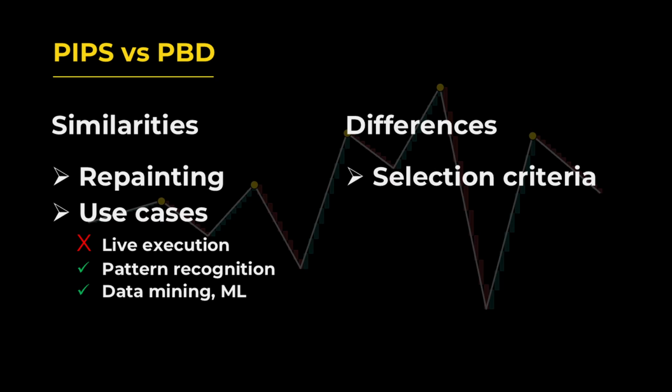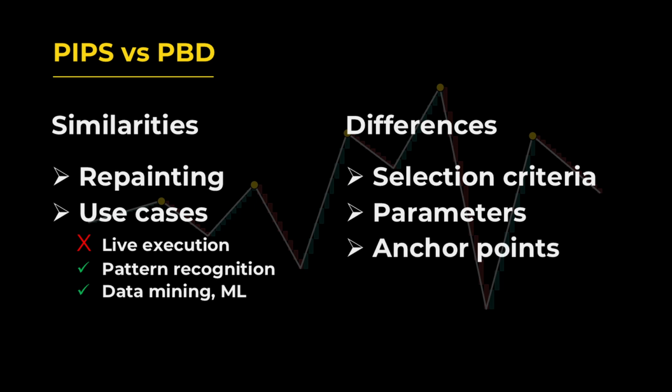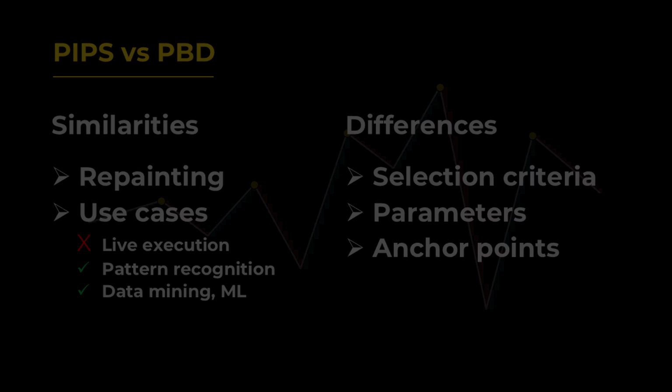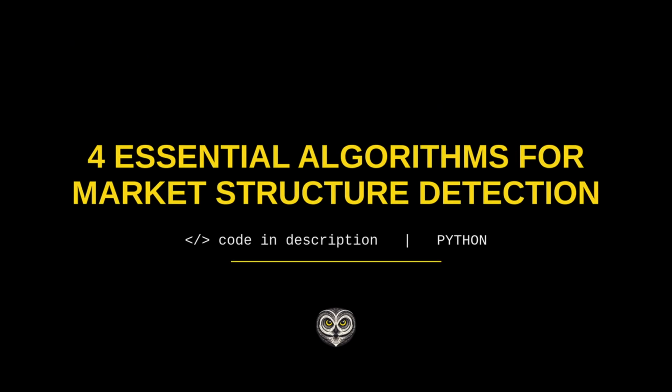Another difference is that with the persistence method, you don't need to specify the number of swing points beforehand, and instead you only apply a threshold and let the data decide how many swing points there are. And the last major difference is that the persistence approach isn't constrained by anchor points. I don't necessarily think that one method is better than the other, they just interpret market data in different ways, which is not a bad thing. So those are my 4 essential algorithms for market structure detection.